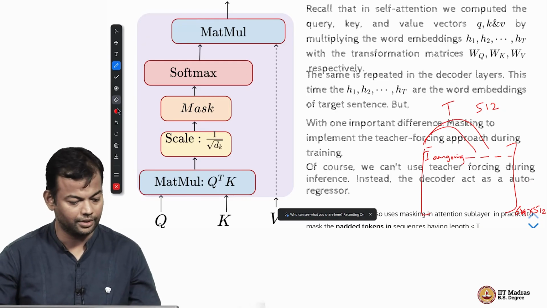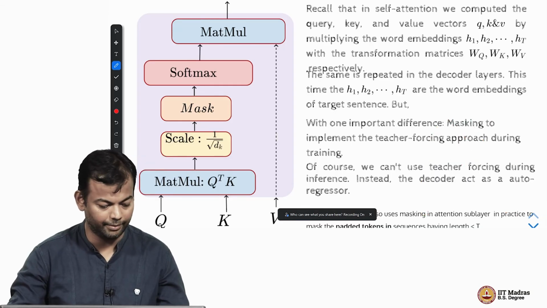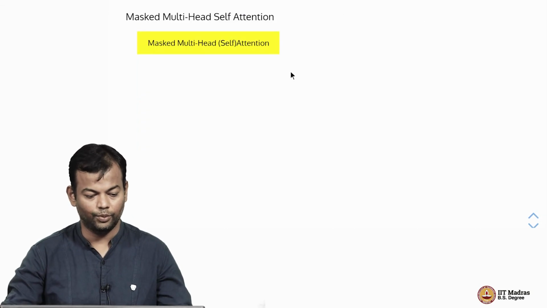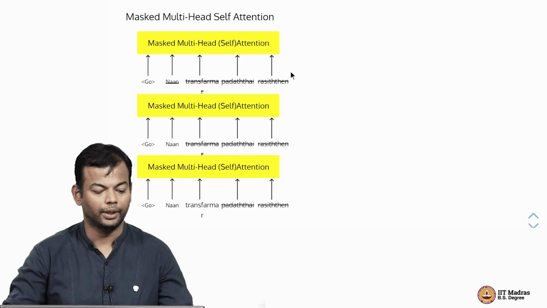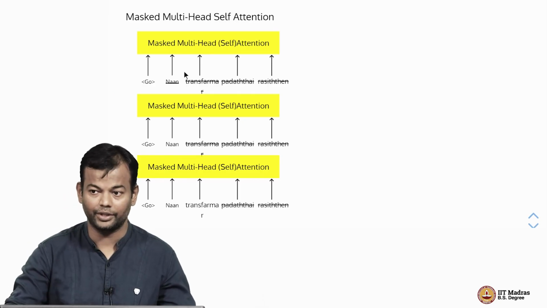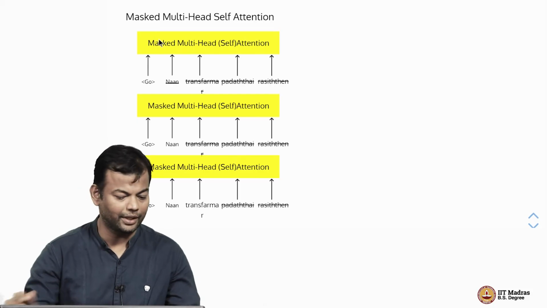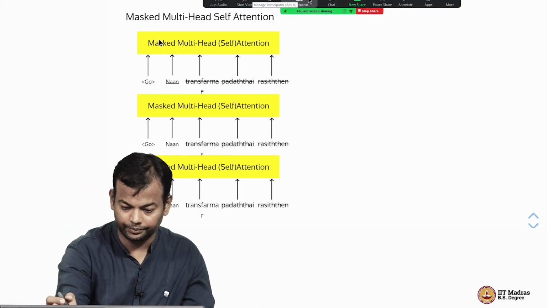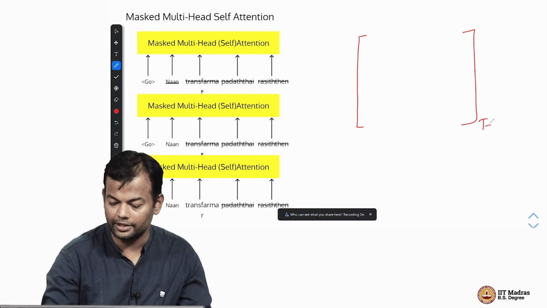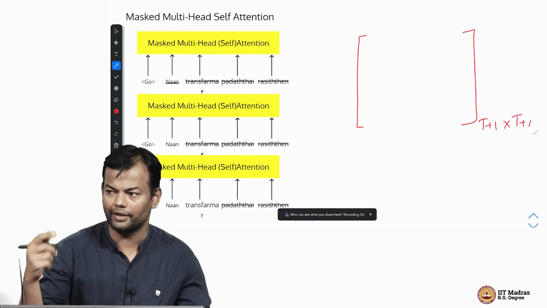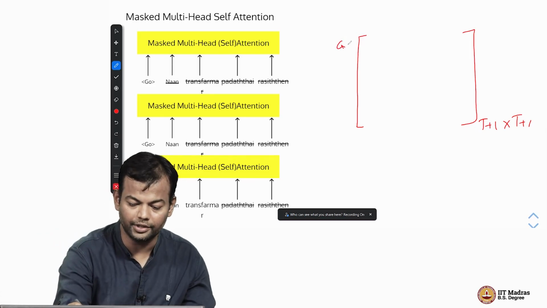So now the question is, while we agree that masking is important, how do you actually implement it? This is what masked self-attention would look like. You could think of this as a T plus 1 cross T plus 1 matrix. Where is the plus 1 coming from? It's coming from the go token.